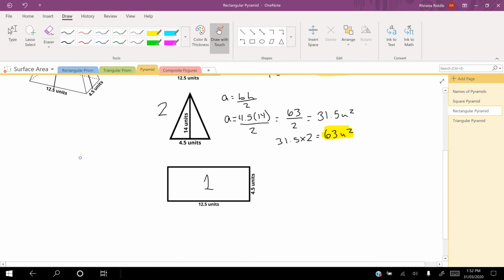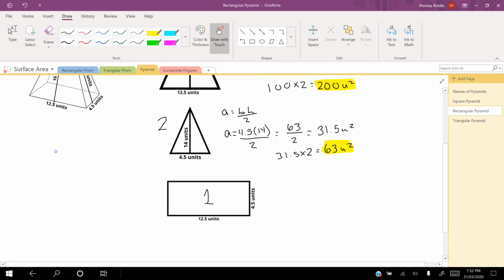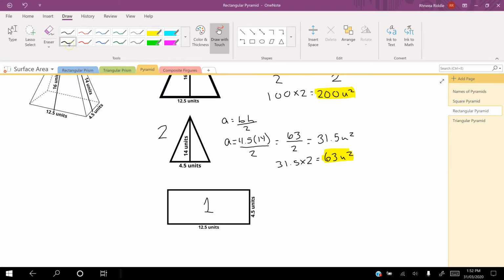So now moving on, we have our rectangular face left. So we're going to use the area formula A equals base times height. So we're going to have A equals our base of 12.5 and our height of 4.5. And we can go ahead and multiply the two of those together to get 56.25 units squared.